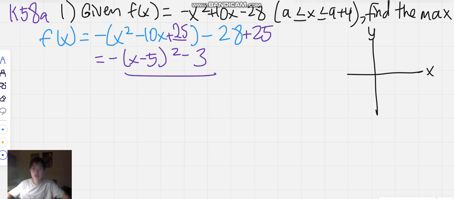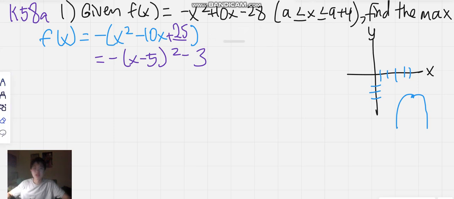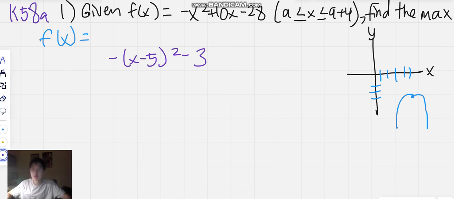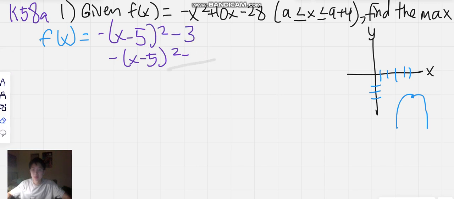So we know that the vertex thus is at 5 comma 3, so I will go ahead and graph that. Oh sorry, 5 comma negative 3. So the function will look something like that. And let me just go ahead and put this up here so we have more room.